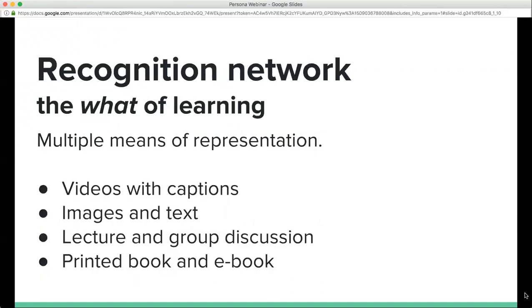And the recognition network is the what of learning. This is how you're presenting content. So you want to use multiple means of representation. That means if you have videos, they also have captions and transcripts, and your images also have text descriptions. It also means that you're varying the types of interaction. So there's lecture, there's group discussion, and varying options for resources by providing a book that also comes as an ebook, for instance.